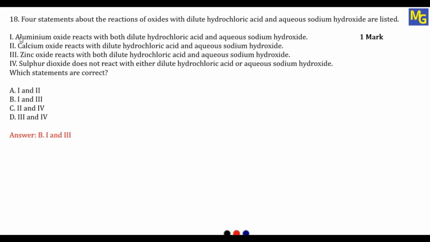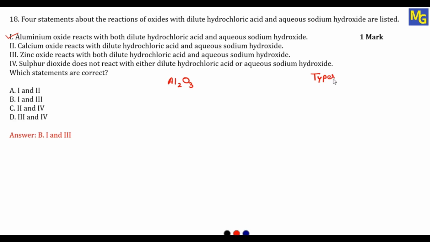So we will start with the answer. Now first statement, if you see aluminium oxide. What is aluminium oxide? Aluminium oxide is Al2O3. It is called aluminium oxide. Then aluminium oxide reacts with both dilute hydrochloric acid and aqueous sodium hydroxide, they are saying. So before going to the answer, first we will see the types of oxides.